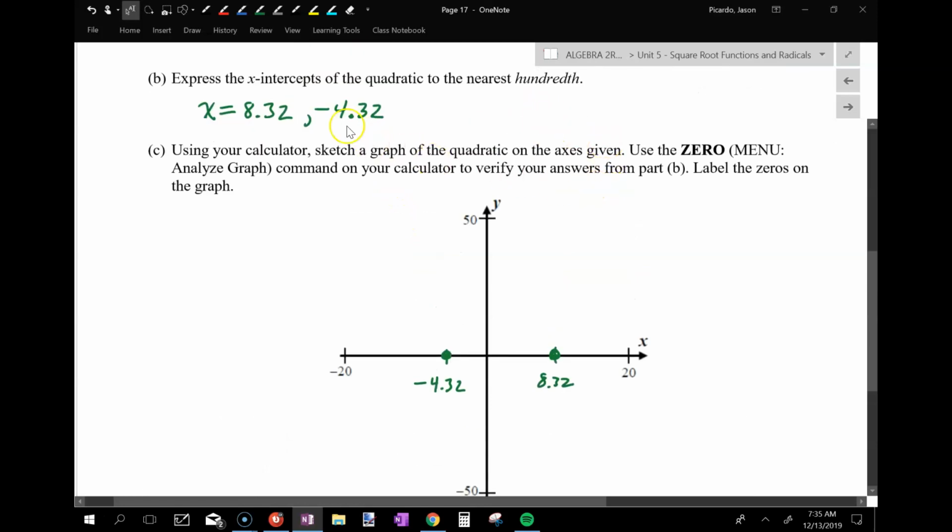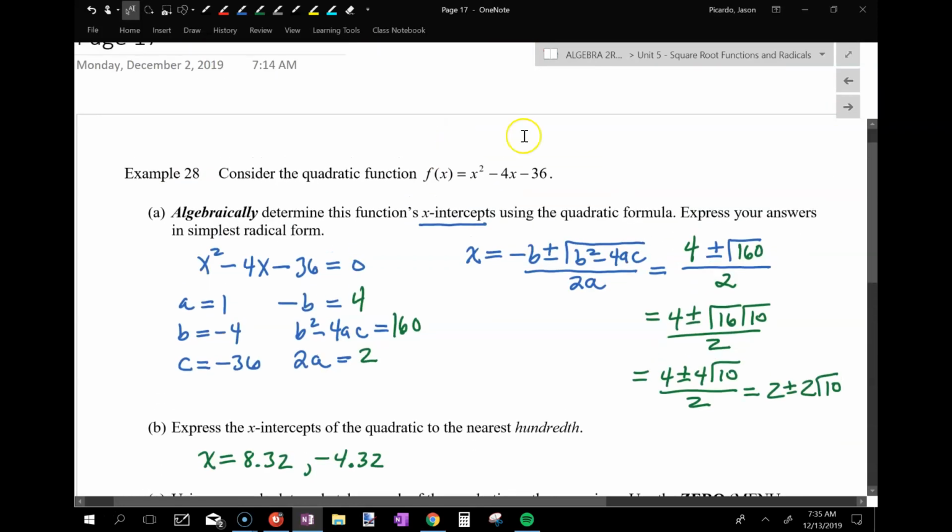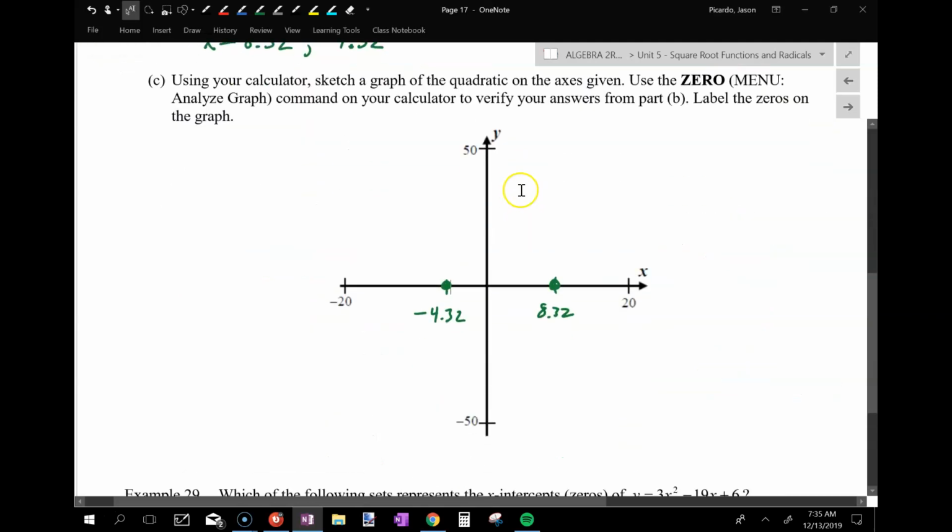Guys, give me another point on this parabola that I know. Negative 36. Where does it go? What is this on the y-axis? That's the y-intercept, right? That number at the end is always your y-intercept. So negative 36 is another point.